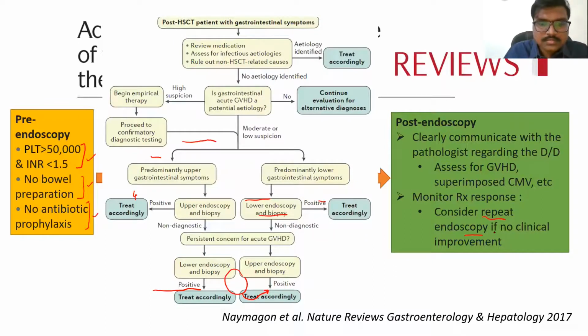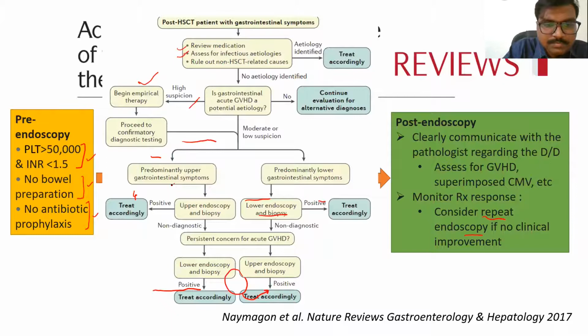So this is a flow chart. First, we have to review the medication, assess for infectious etiologies, and rule them out. And once we have excluded all other causes and have GVHD as a high contender, if there is very high suspicion, then you have to start the treatment before waiting for the endoscopy biopsy. That is, start the patient on steroids and then go for confirmatory testing.